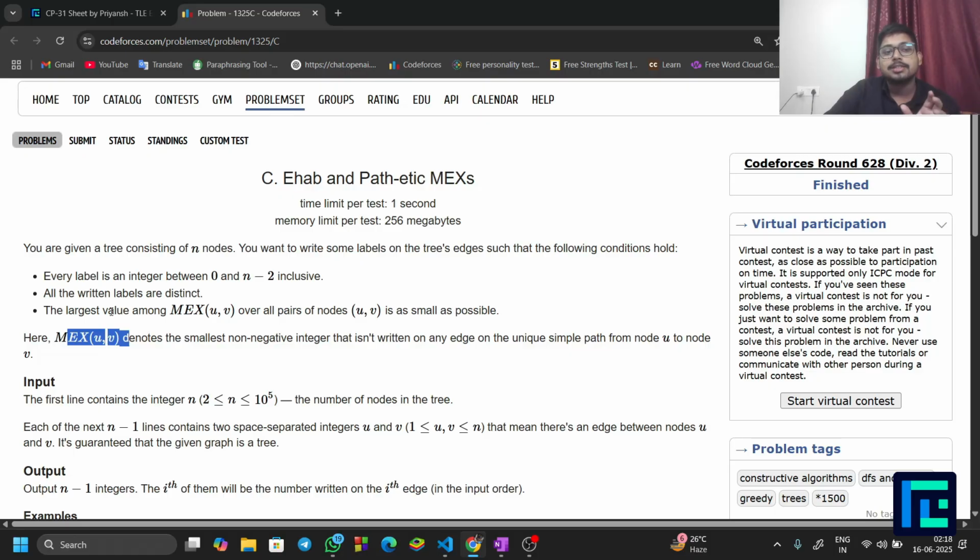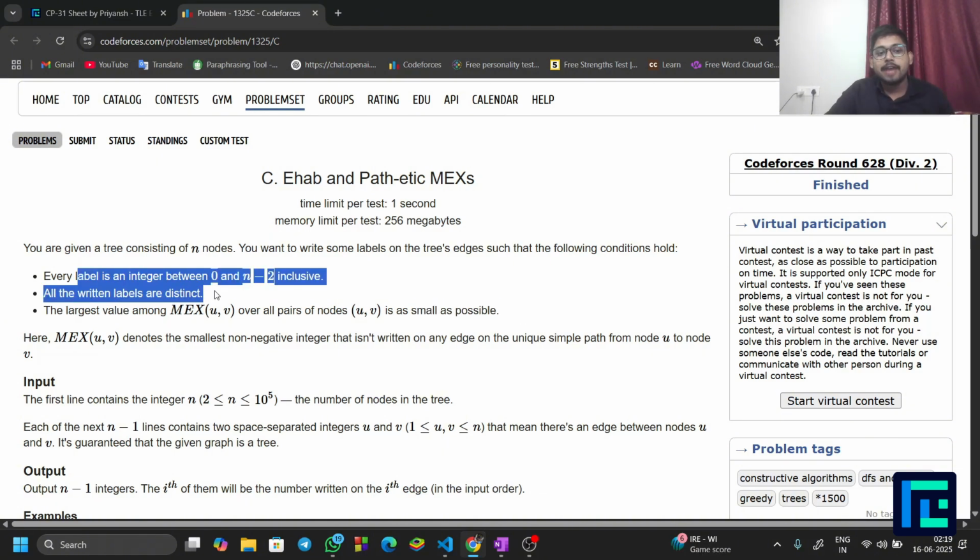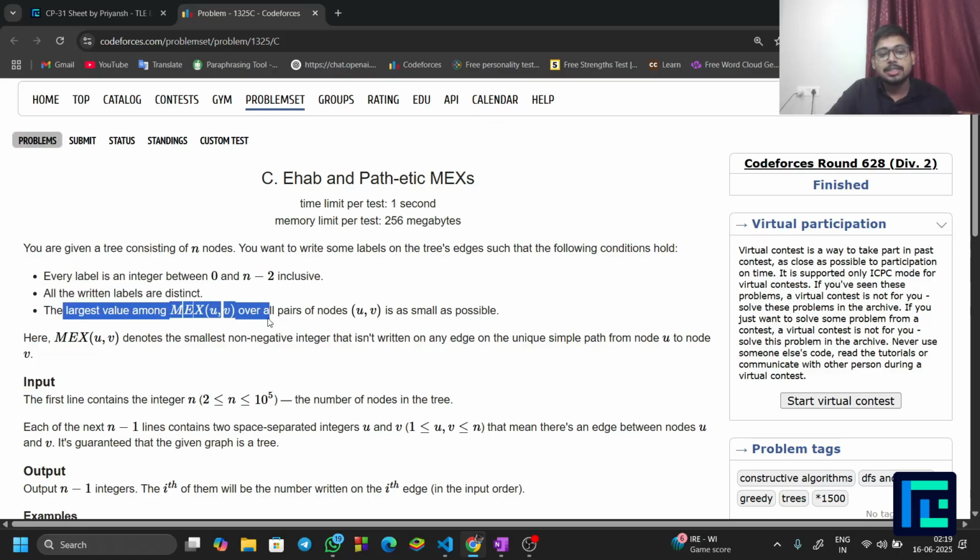Now what this condition states is that the largest value among MEX UV over all pairs of nodes UV is as small as possible. That means if you consider all the possible pairs of UV that you can have in the graph, then for every pair you calculate MEX of UV, and whichever is the largest value among all those pairs, you need to keep that value as small as possible. So you need to have such an assignment so that this value is minimized. You need to minimize the largest possible value of MEX of any two nodes. That's what you need to do.